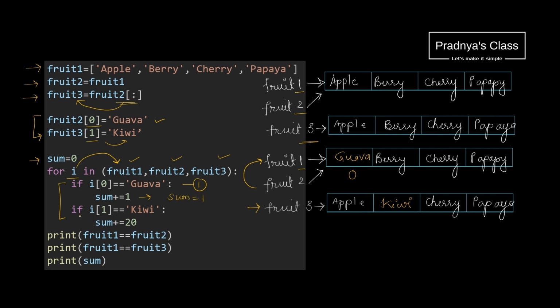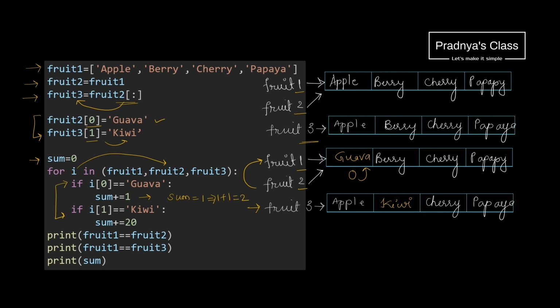What's the next condition? I of 1 should be kiwi. It is not getting satisfied. After checking in fruit1, now the value of I will get checked in fruit2. We generally do this arrangement when we need to apply certain conditions on more than one list. Alright, let's check these conditions in fruit2. I of 0 equals guava. Yes, it is. Fruit2 and fruit1 lists are the same. And look at this 0th index. Yes, we have guava.